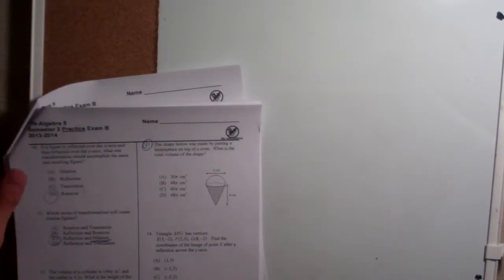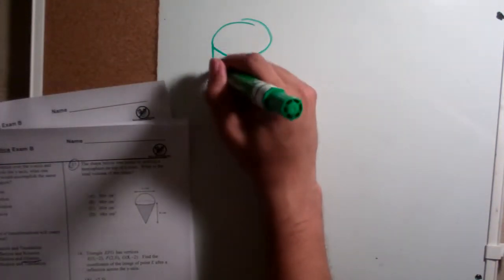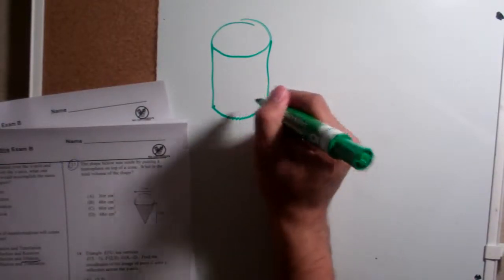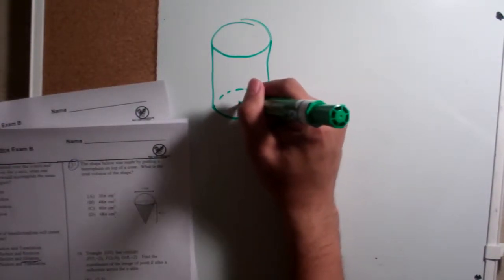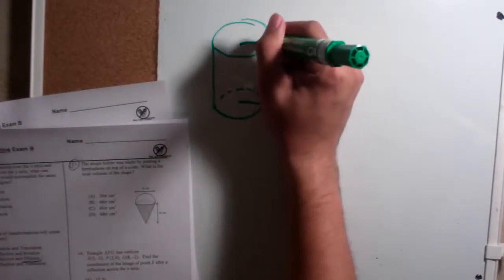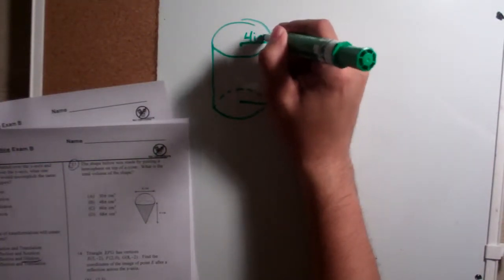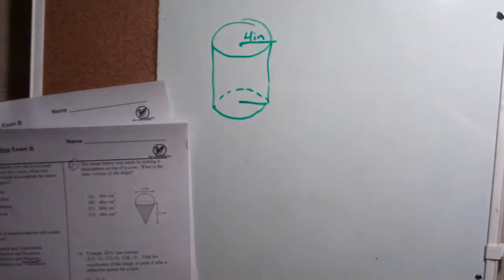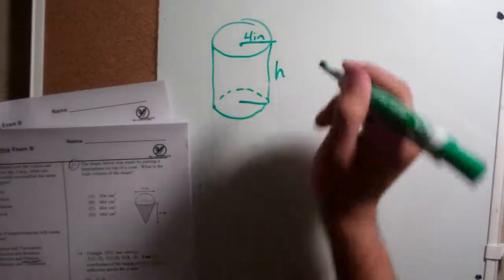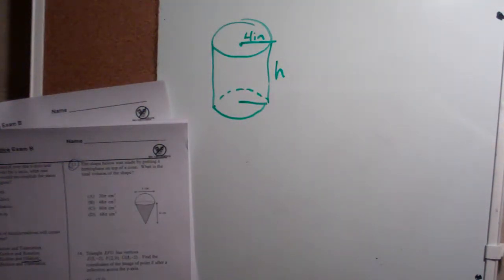Number 12 says the volume of a cylinder is 144 pi inches cubed. The radius is 4 inches, and we want to find the height, right? So I'm just going to go ahead and give you the diagram of a cylinder. So here we go. Awesome. Looking at this, we're given that our radius is 4 inches. Our volume within this is 144 pi, but we don't know our height. What must the height be for us to equal this?